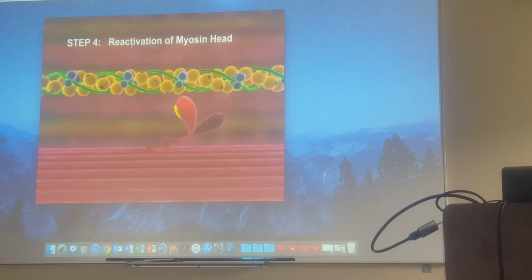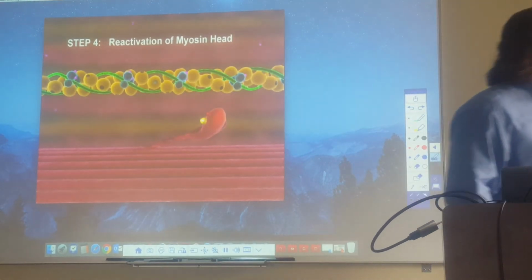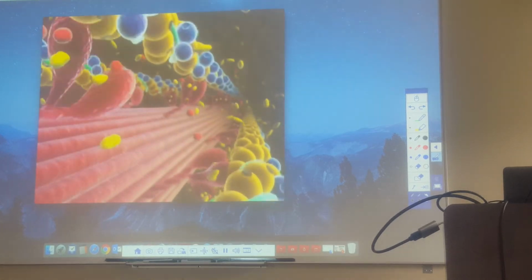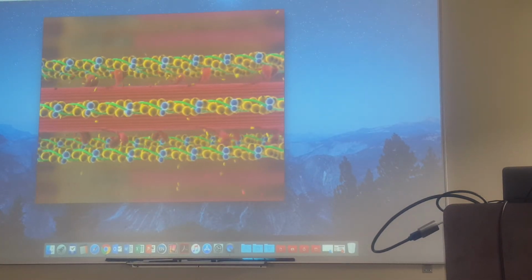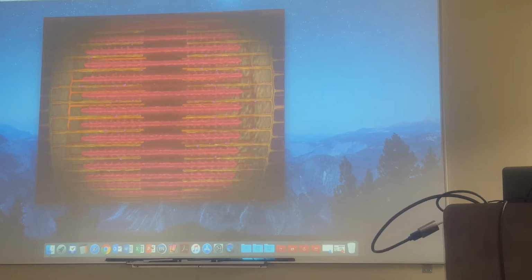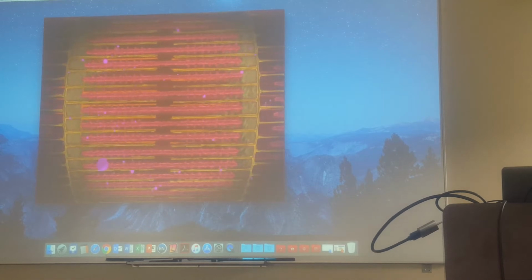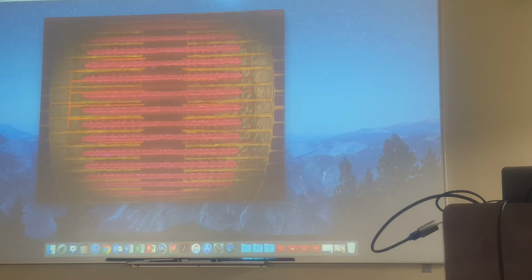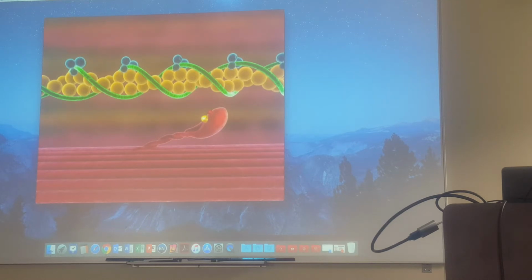Step 4. Reactivation of the myosin head. ATP is hydrolyzed to ADP and inorganic phosphate. The energy released during hydrolysis reactivates the myosin head, returning it to the cocked position. As long as the binding sites on actin remain exposed, the cross-bridge cycle will repeat. And as the cycle repeats, the thin myofilaments are pulled toward each other and the sarcomere shortens. This shortening causes the whole muscle to contract. Cross-bridge cycling ends when calcium ions are actively transported back into the sarcoplasmic reticulum. Troponin returns to its original shape, allowing tropomyosin to glide over and cover the myosin binding site on actin.